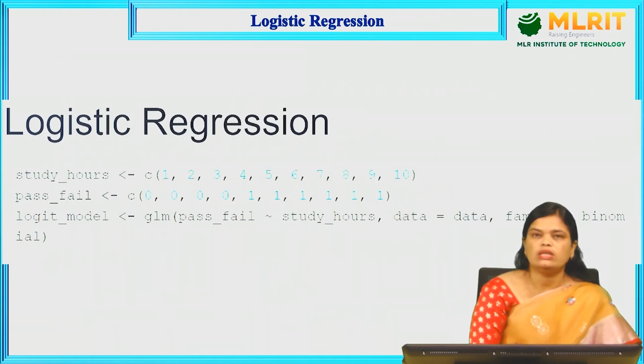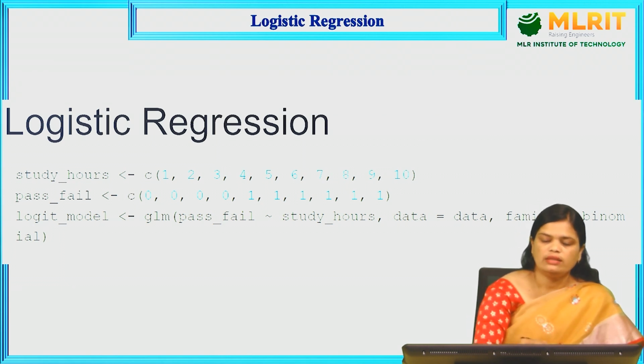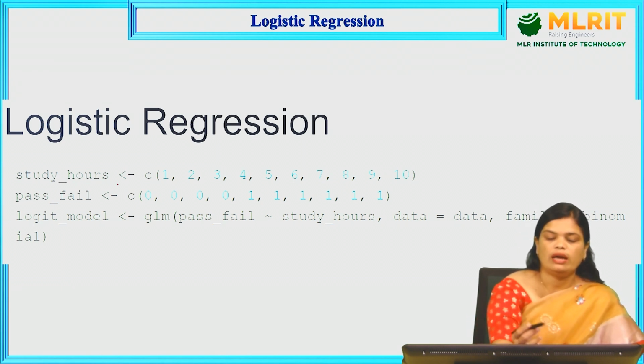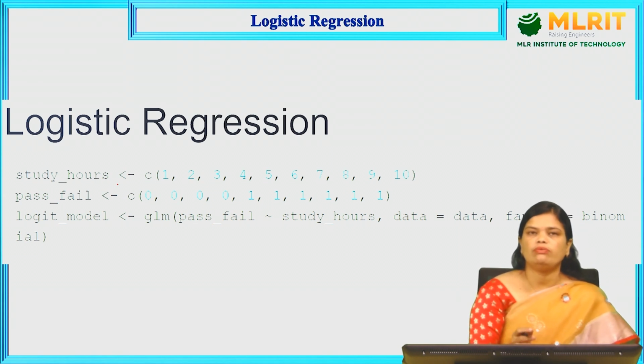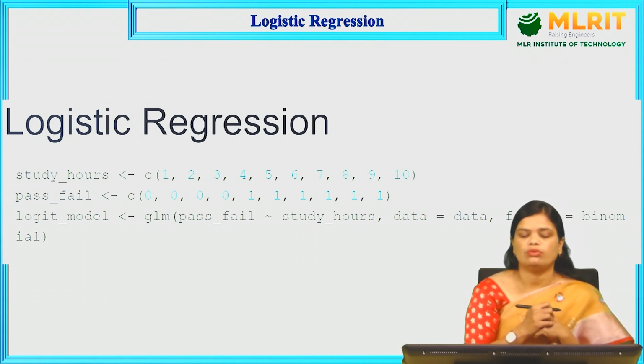Next one, the logistic regression. When we have categorical data, we have to go for logistic regression, where linear regression won't work when we have categorical data. When you have binary data as well as categorical data, then we have to go for logistic regression, as linear regression won't work there.